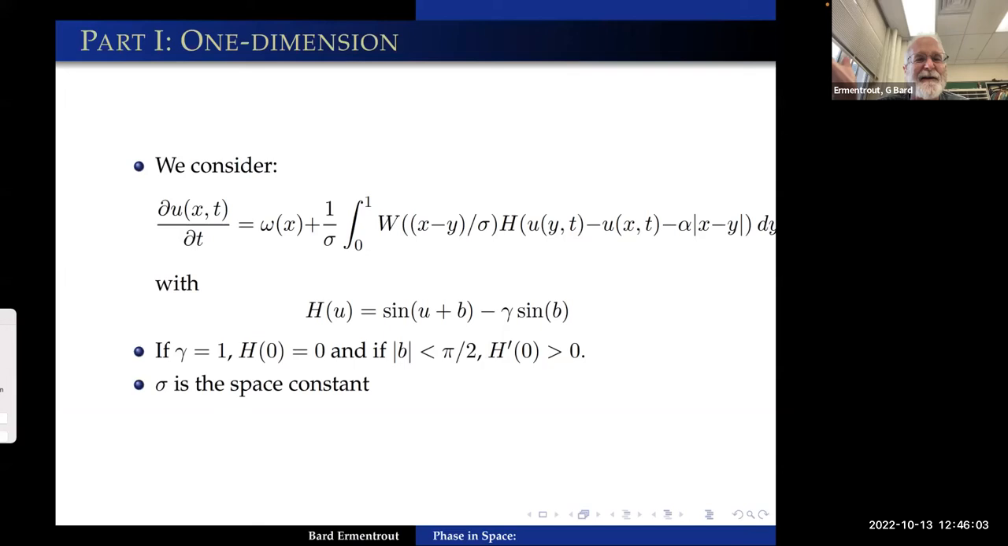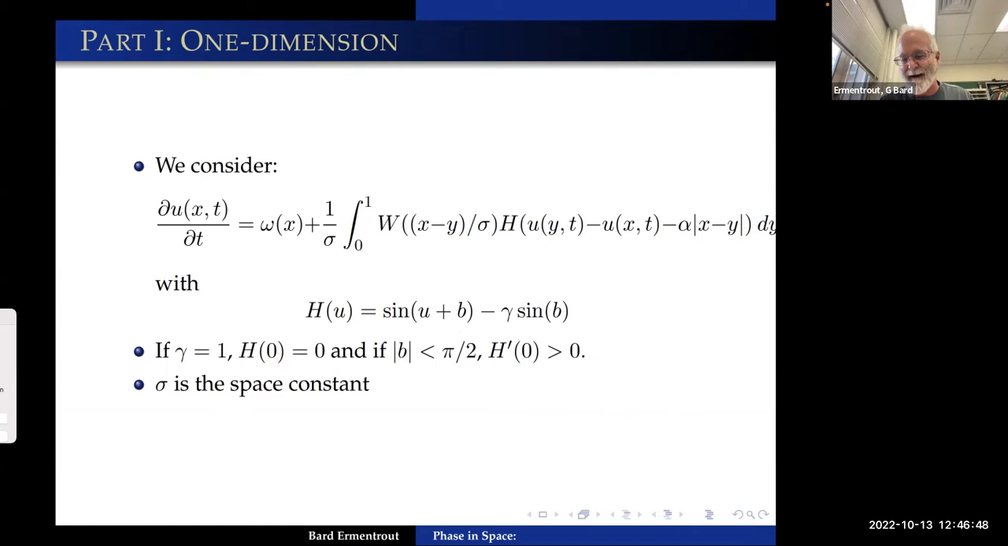So du dt is omega of x plus this kernel, and I'm introducing several interesting parameters I'm going to put in here, all right? One is sigma, that's the space scale, the connectivity scale. Alpha is sort of the degree of conduction velocity. So if alpha is zero, the conduction velocity is infinite. And B is a parameter that takes me away from pure sine coupling. And if gamma is one, then H of zero is zero. And if gamma is not one and B is not zero, then H of zero is not zero, okay? So I want you to keep those parameters in mind.